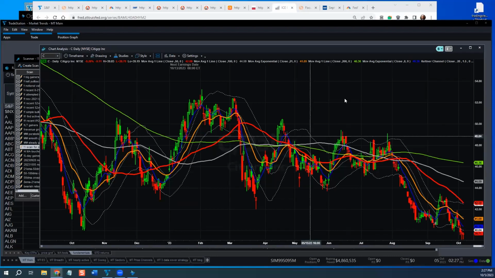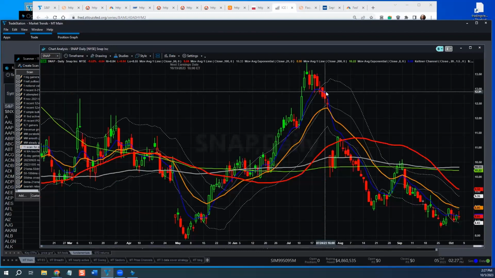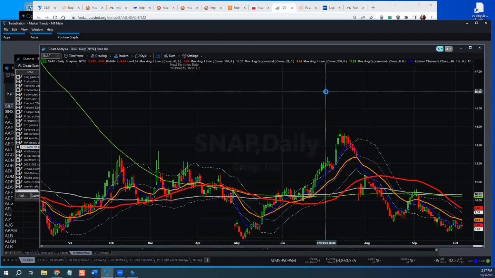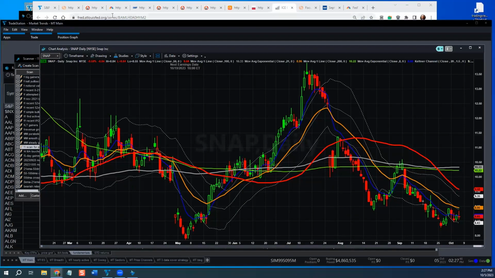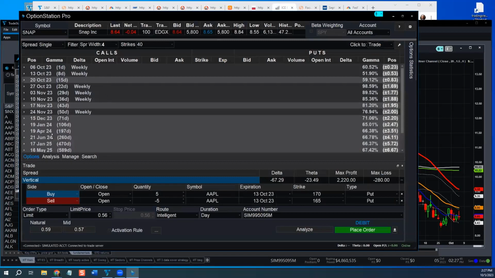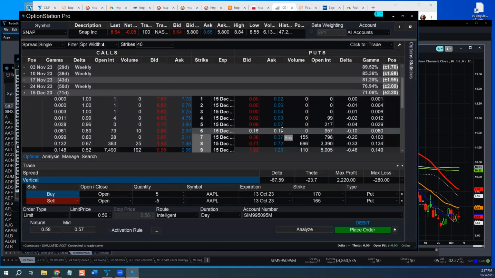Another one that looks pretty challenged to me is Snap. Their business has just not been good. This is a name that hasn't really gone anywhere for a year, and it's been consolidating. If this is now setting up for continuation to the downside, a person might just buy the January 6 puts on something like Snap. The stock's at like 8.65, but let's look at this. If you look at the January $6 puts, these are around 17 cents.